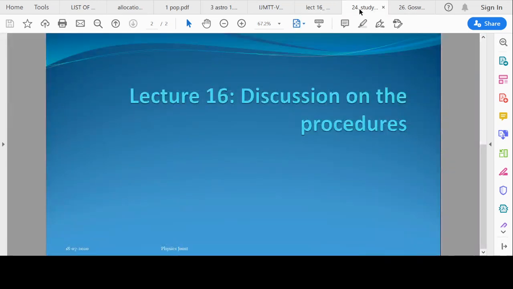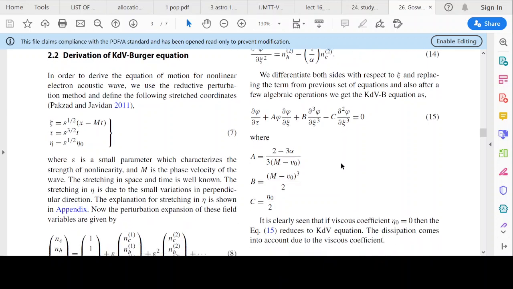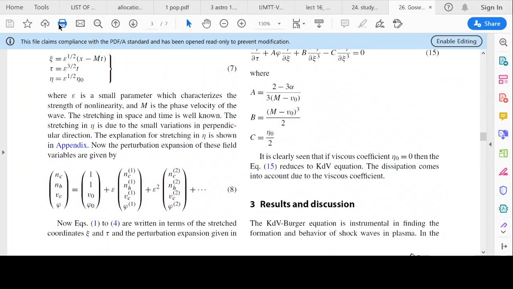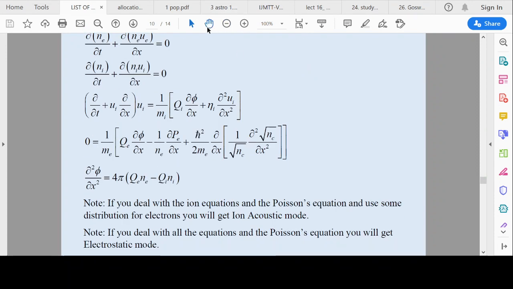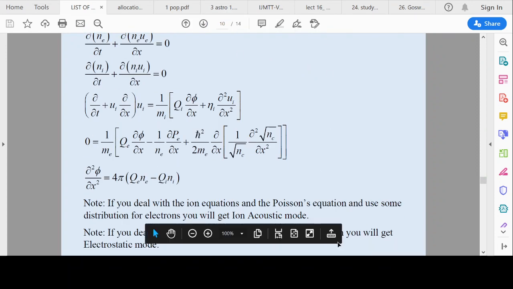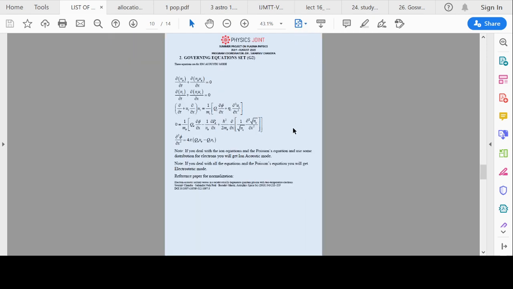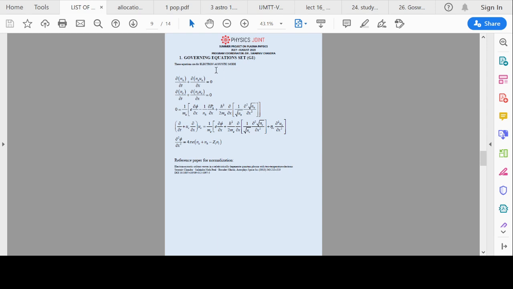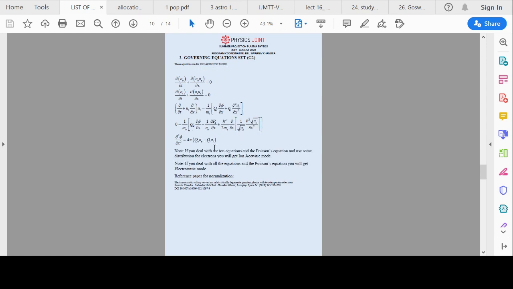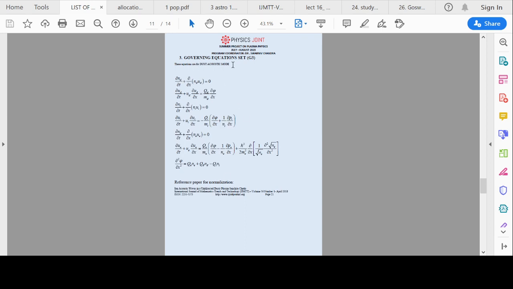Okay, and well, so we can just understand now, revamping all our set of equations once again. So for governing set of equations 1, it is ion acoustic mode, it is electron acoustic mode. For governing set of equations 2, it may be ion acoustic mode or maybe electrostatic mode. You will find ion acoustic mode or you will get electrostatic mode.